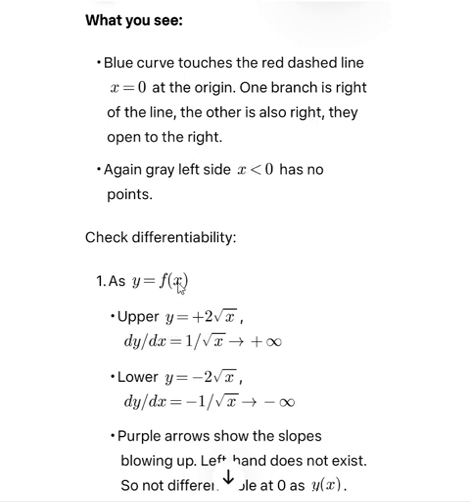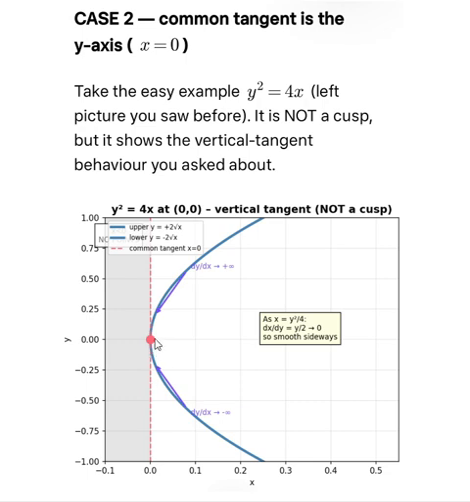If you check the differentiability, what happens in this case? y is equal to f of x, y is equal to 2 root x, and dy by dx is equal to 1 over root x. As x tends to 0, we get infinity. Here also the function is not differentiable at this point.